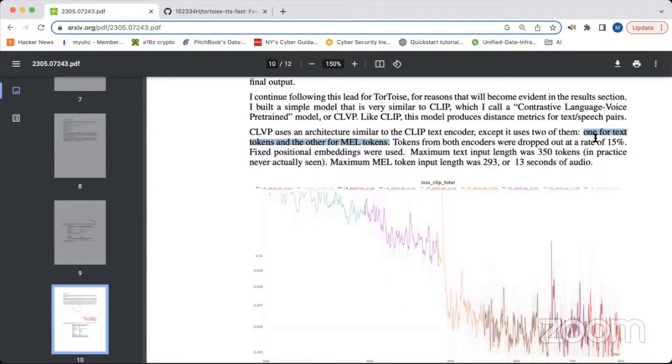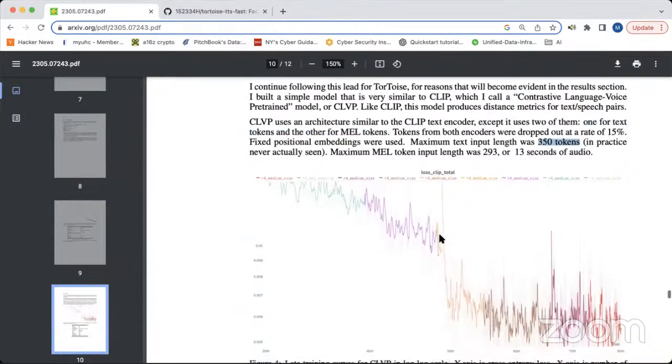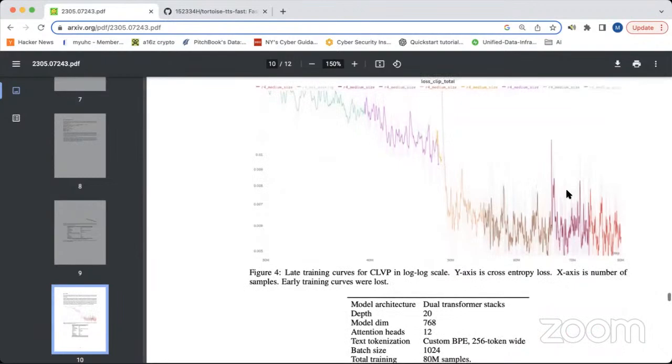Tokens from both encoders were dropped out at the rate of 15%. Fixed positional embeddings were used. Maximum input length was 350 tokens. And for MEL tokens, the length was 293 for 13 seconds of audio.